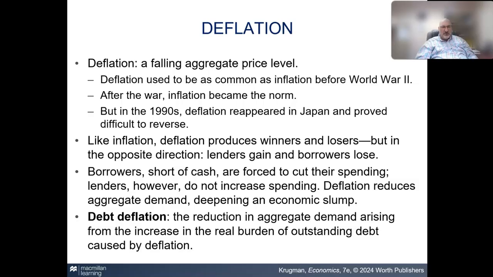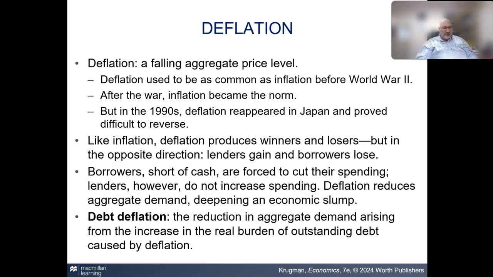Deflation is the falling aggregate price level, so a general decrease in the price level. It used to be as common as inflation before World War II. I think we looked at that when we looked at business cycles. We went down as much as we went up. After the war, inflation was the norm, but in the 90s, deflation reappeared in Japan and was pretty hard to reverse.